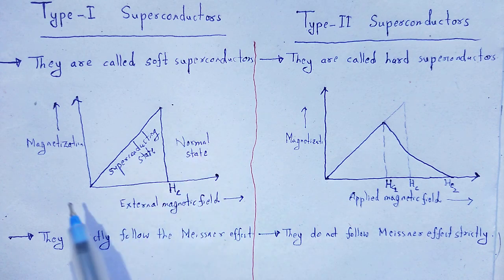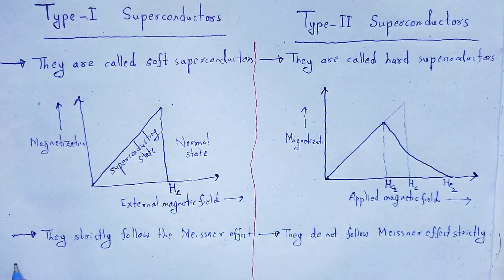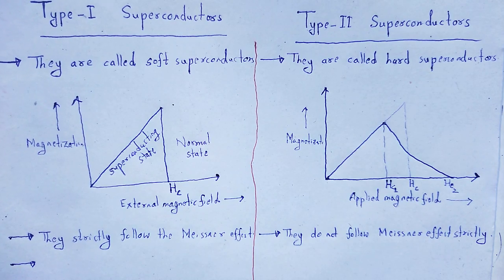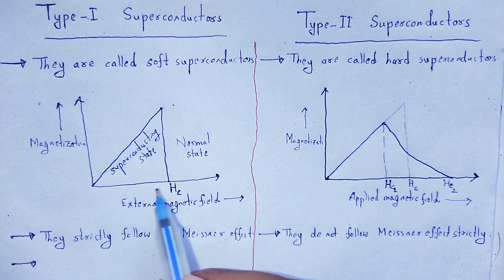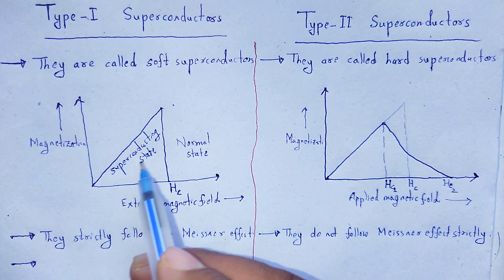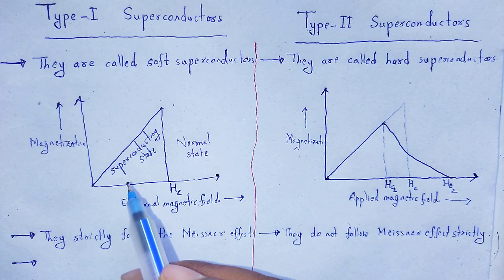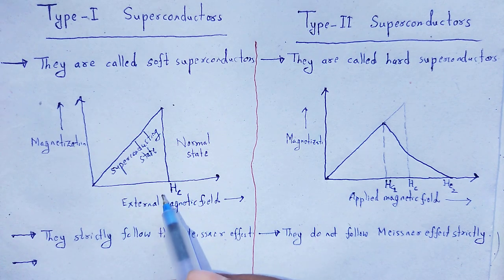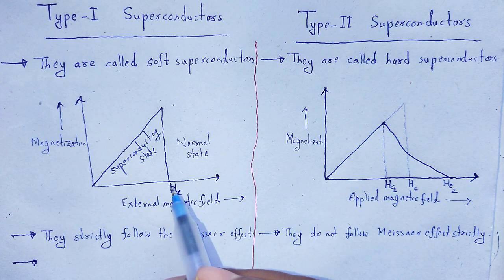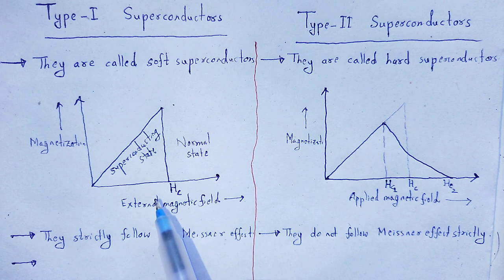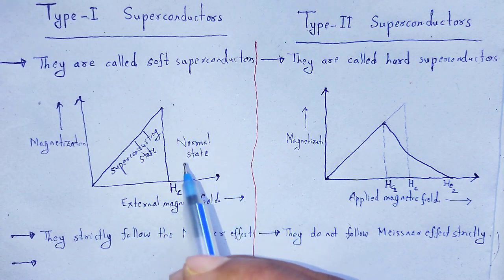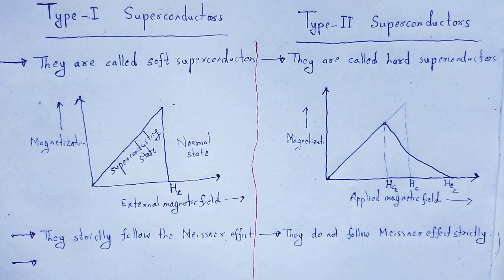Let me explain that graph for type 1 superconductor. Below that Hc, below that critical field, they exhibit perfect diamagnetism. As that magnetic field Hc is increased, then the magnetic field lines penetrate the material completely, and that specimen changes to normal state, as we see in case of the Meissner effect.